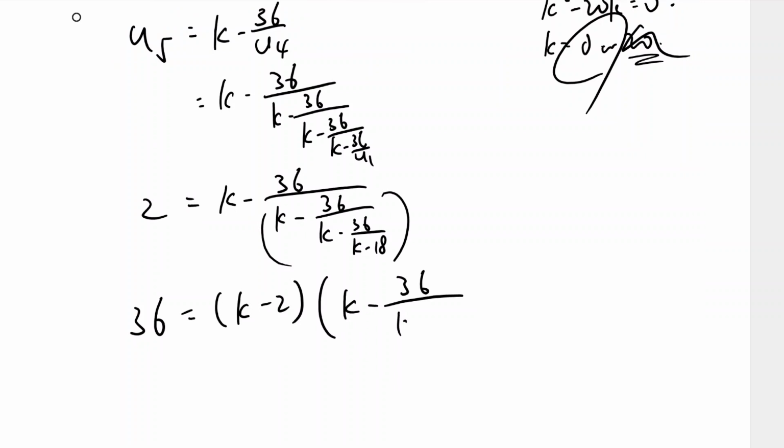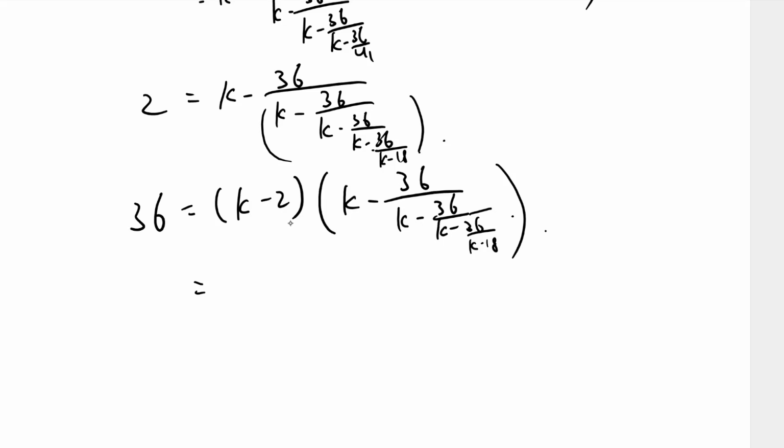Yeah, hopefully. Okay, did I miss out one of the 36s? Yes, I did miss out one of the 36s. So this should be 36 over k minus 18. So I should have here 36 over k minus 18. That's even more annoying. Okay, and then I have to do the same thing again.